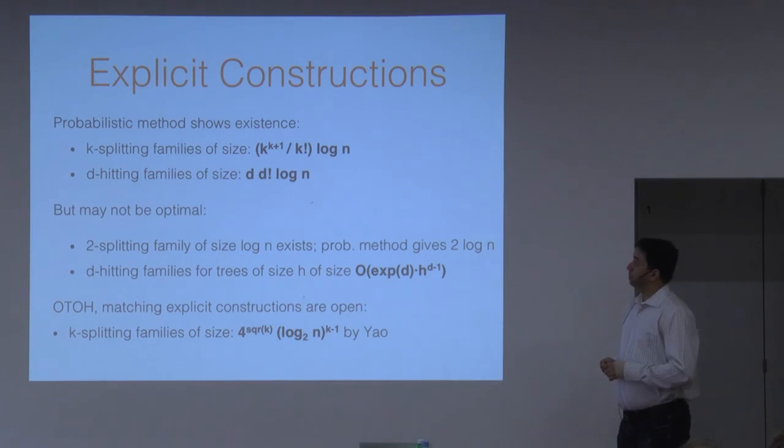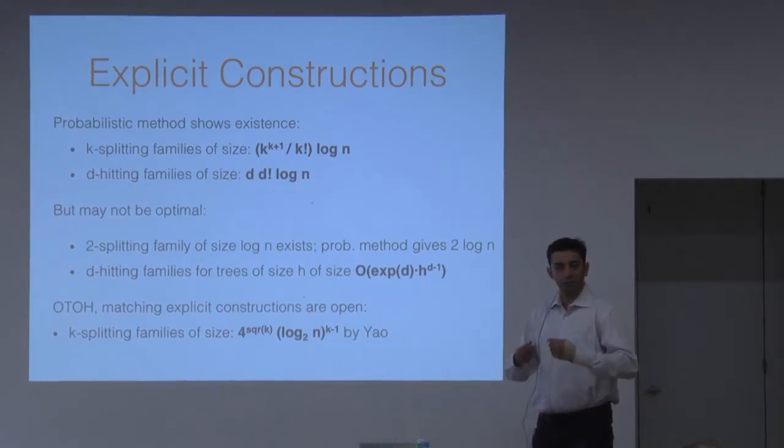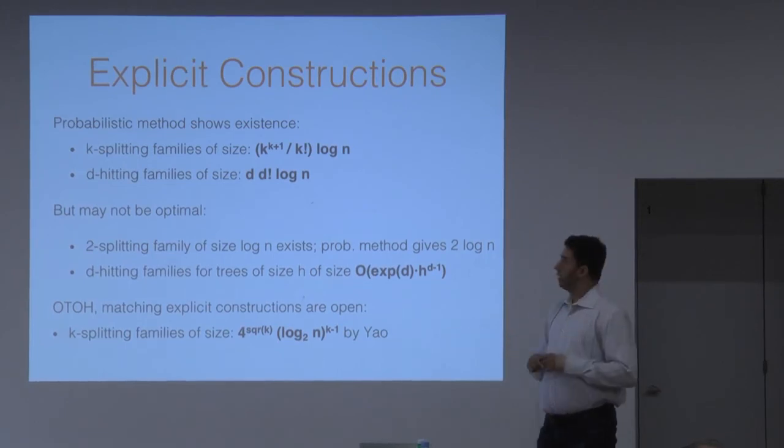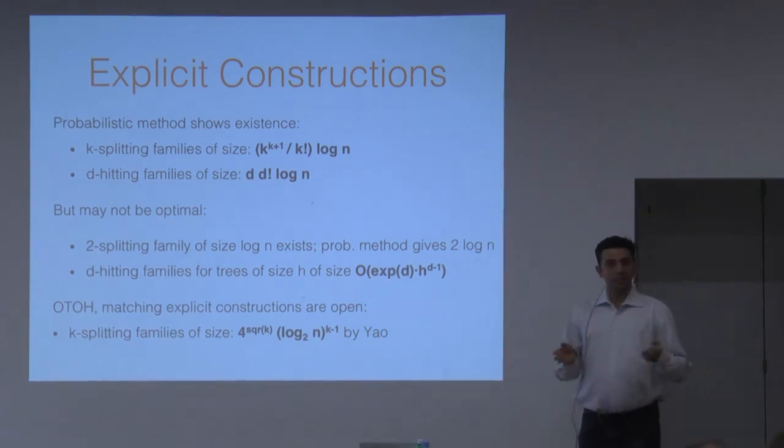So as I said several times already, we have shown the existence of these methods, and we have also argued that a random search procedure is very likely to find these families. But we have not given explicit methods. Now, it turns out that this probabilistic method may not always give you an optimal result, right?